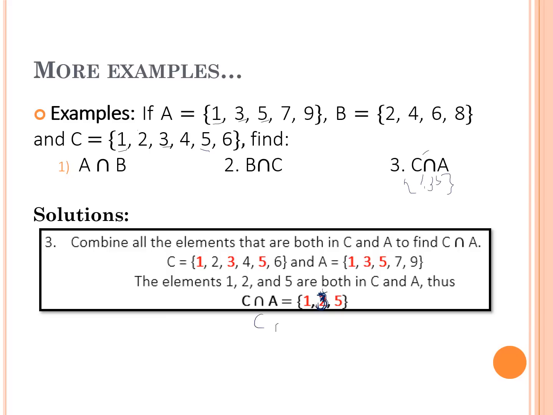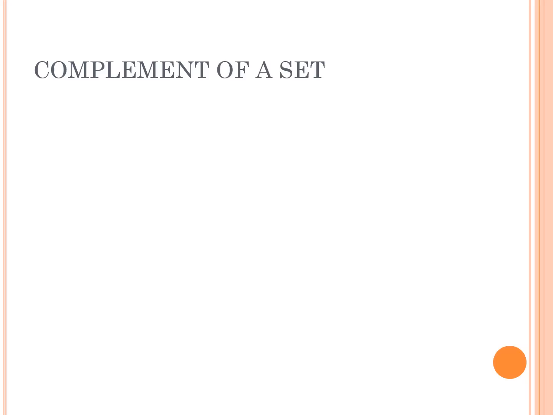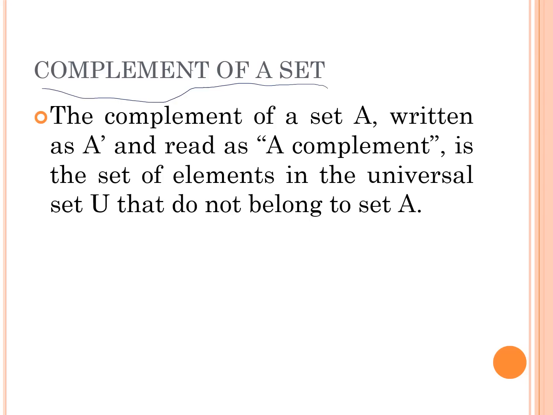I'll rewrite it. So we have C intersection A is 1, 3 and 5. This is the correct answer. Okay. And the next set operation is complement of a set. The complement of the set A, written as A prime, read as A prime or complement of A, is the set of elements in the universal set U that do not belong to set A.